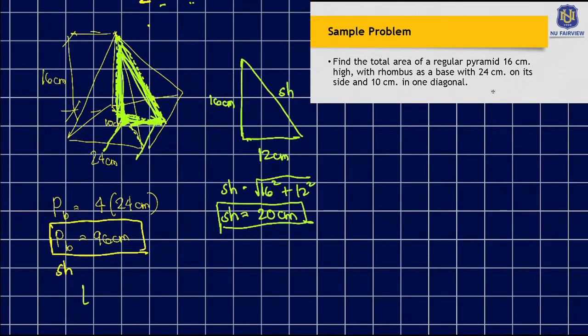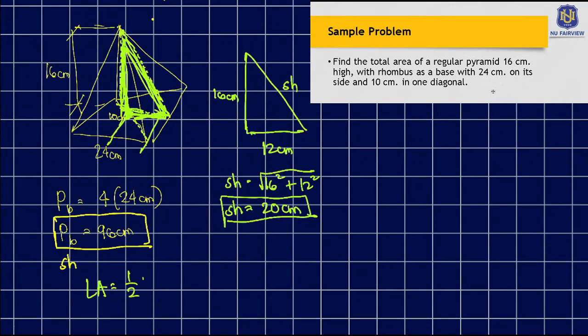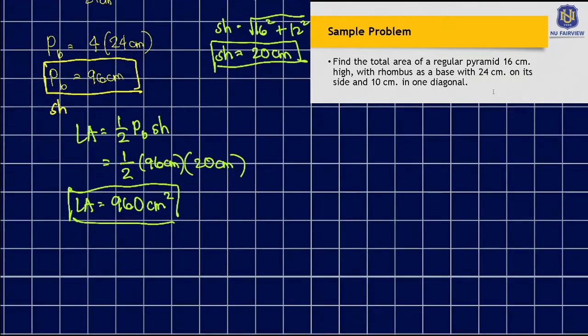So, ano nga ulit formula for total area? That is 1/2 ng perimeter ng base times yung slant height nyo. And then, let's just substitute. So, 1/2 times 96 centimeter times 20 centimeter. At makukuha nyo na yung lateral area nyo, which is equal to 960 square centimeter. Pero, hindi dito natatapos ang ating problem.